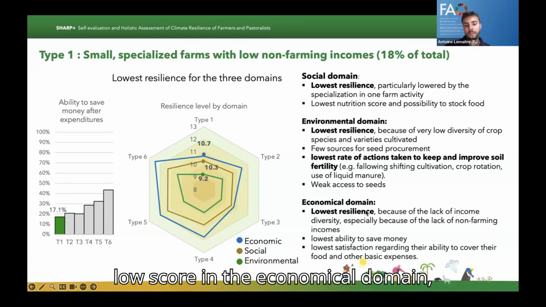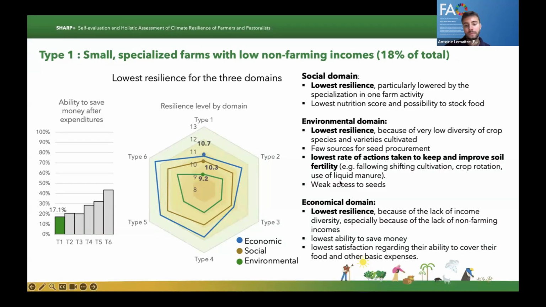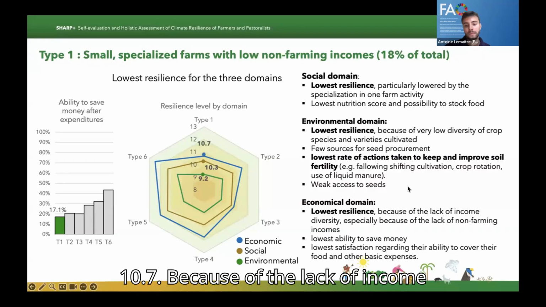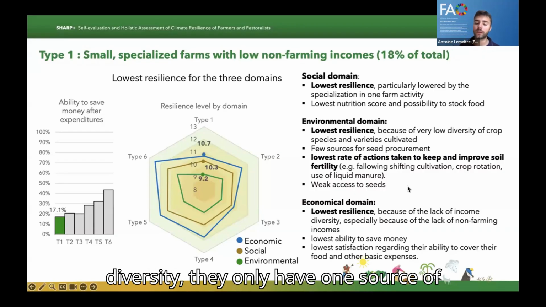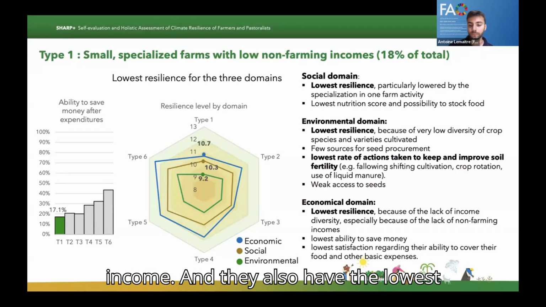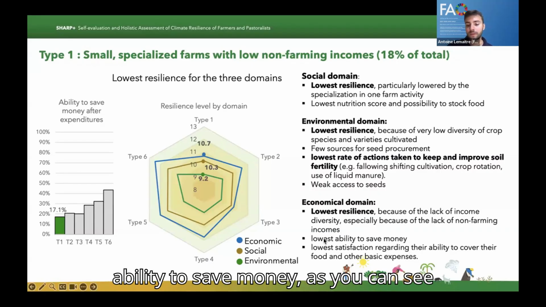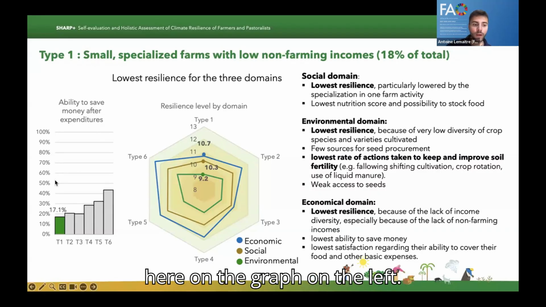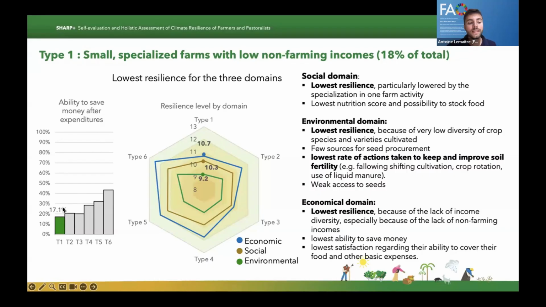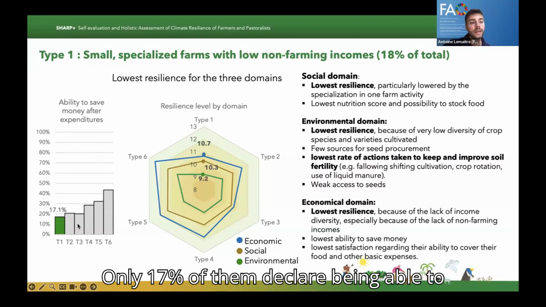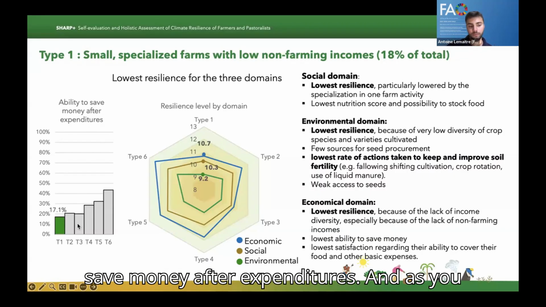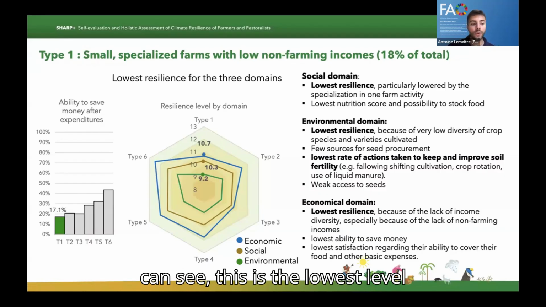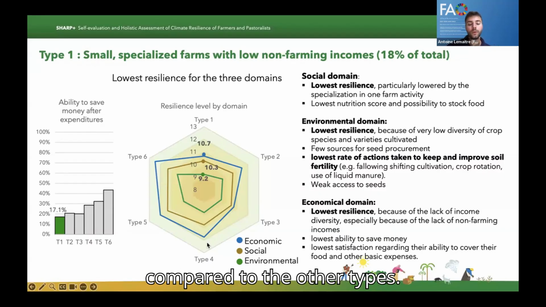They also have a very low score in the economical domain, 10.7, because of the lack of income diversity. They only have 1 source of income, and they also have the lowest ability to save money. As you can see here on the graph on the left, only 17% of them declare being able to save money after expenditures. And as you can see, this is the lowest level compared to the other types.